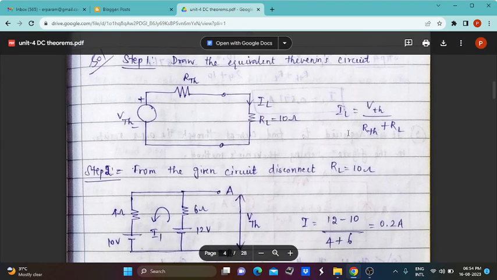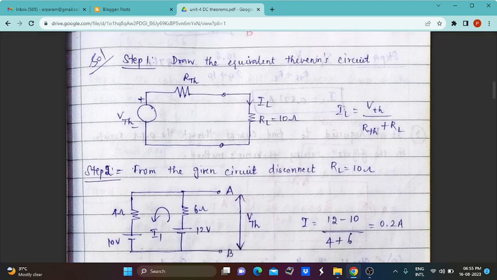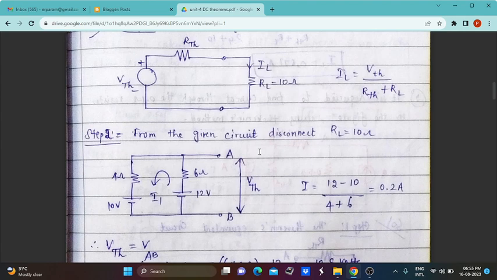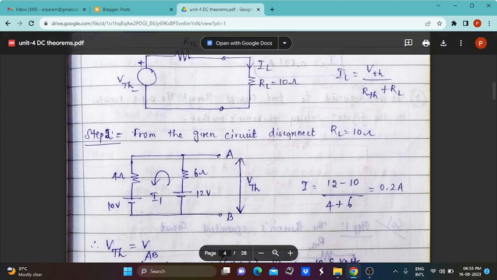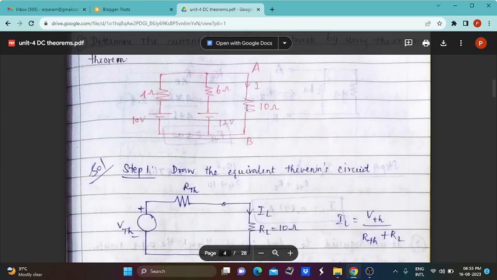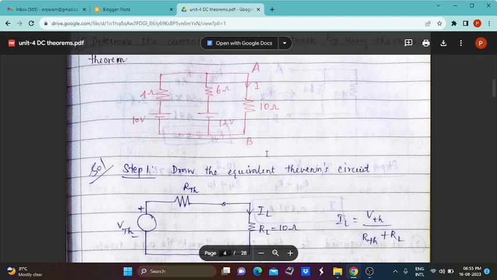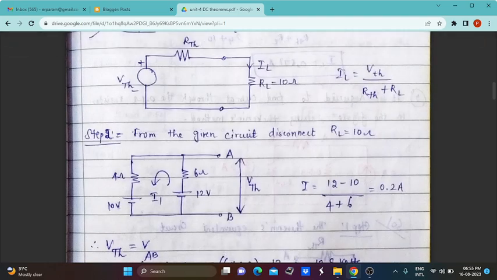For determination of VTH and RTH, we proceed with the procedure we have seen already. In step 2, from the given circuit, we just disconnect our RL, that is the load resistor. So this load resistor is now removed from between the two terminals A and B, and the 4 ohm 10 volt is retained and the 6 ohm 12 volt is also retained. We have to find the Thevenin's voltage in between these two terminals.